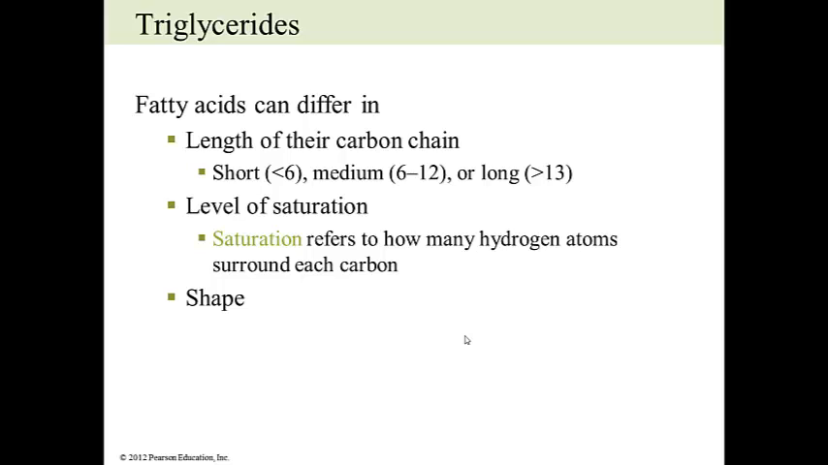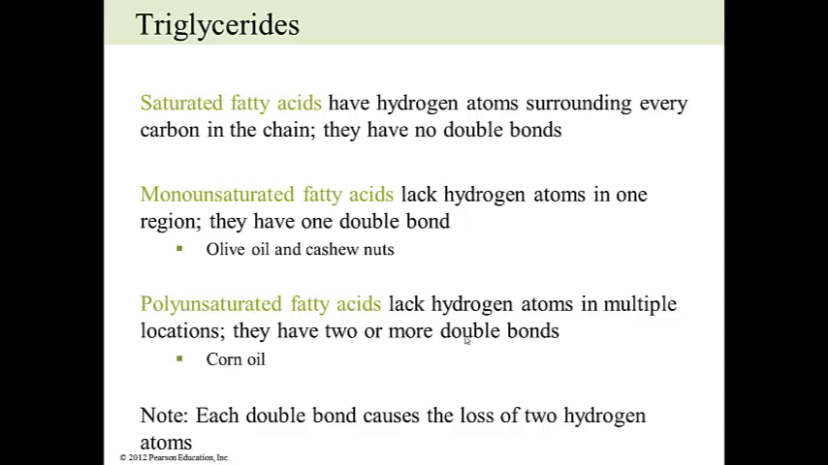Now, we also have different levels of saturation, and saturation refers to how many hydrogen atoms surround each carbon. Every carbon atom can bond up to 4 things, or up to 4 hydrogen atoms. The shape also differs from fatty acid to fatty acid. Now let's get into this in a little bit more detail.